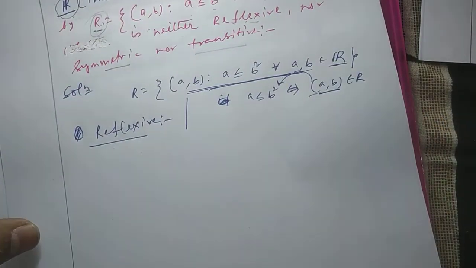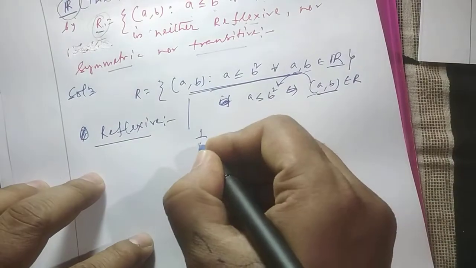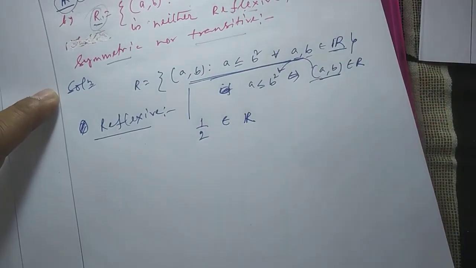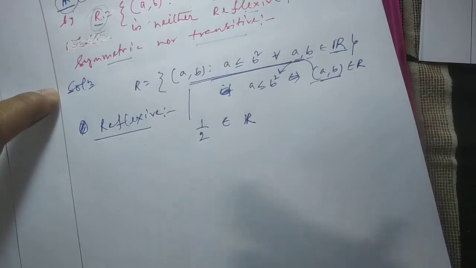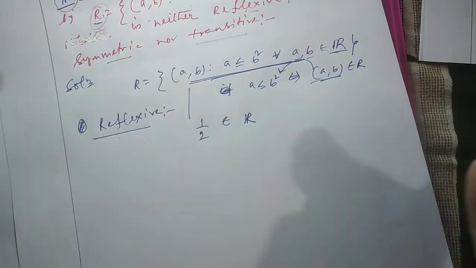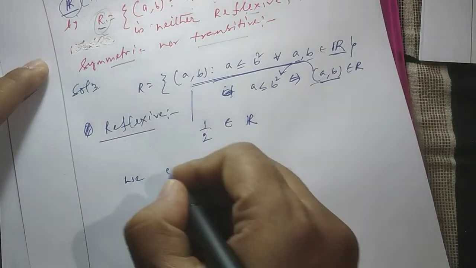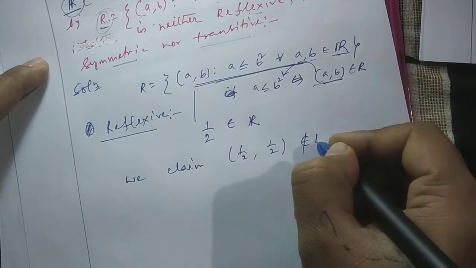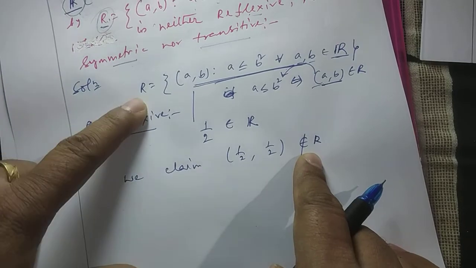Now here we shall take one example to verify whether it is reflexive or not. Let us take 1/2. We know 1/2 is a real number from the real number set. Now you have to check whether (1/2, 1/2) belongs to R or not. If it belongs, then R will be reflexive, otherwise not. Now we claim (1/2, 1/2) does not belong to R. This (1/2, 1/2) will not satisfy the given relation R.